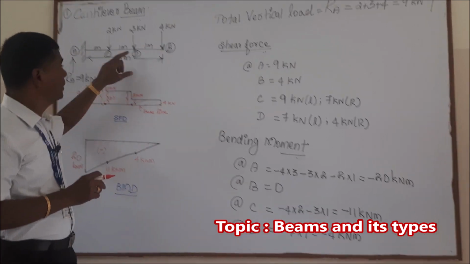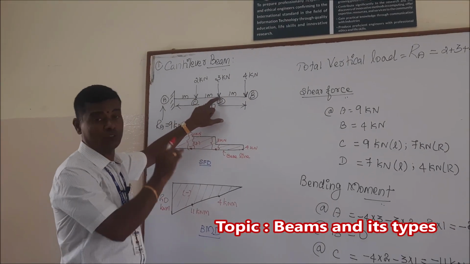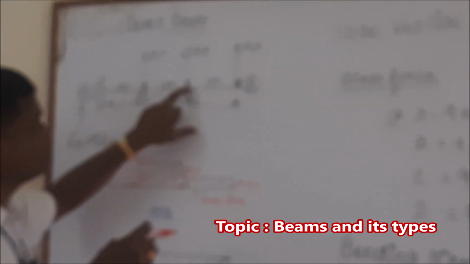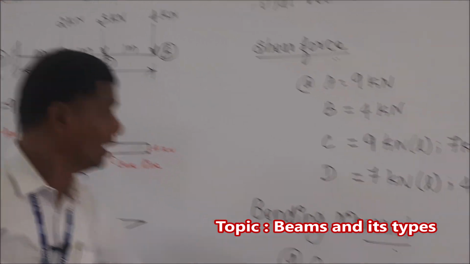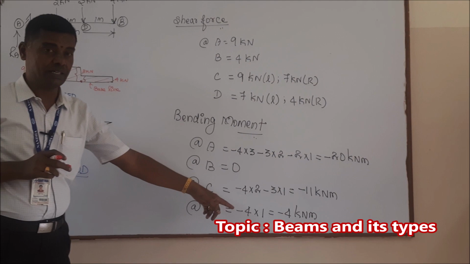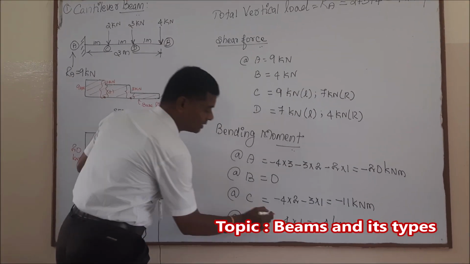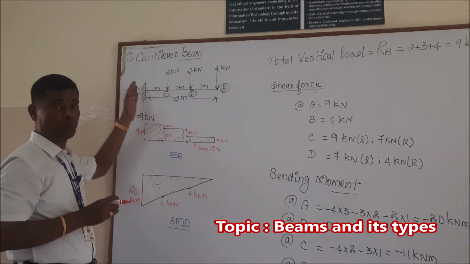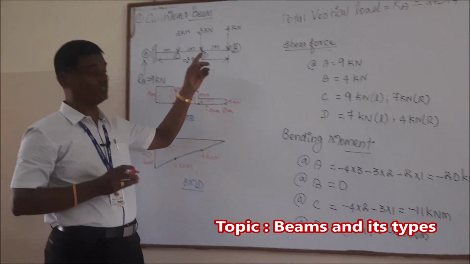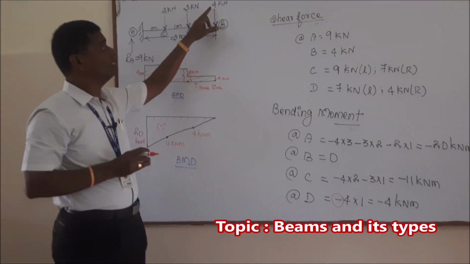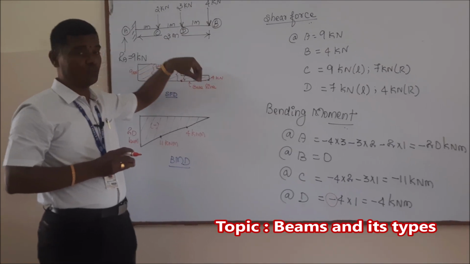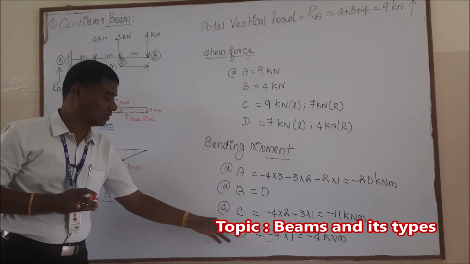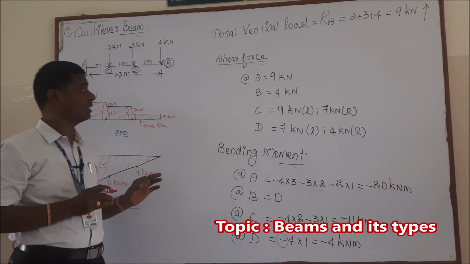Similarly for the bending moment at D, if you consider any point for the bending moment values, you consider the right side of the beam, that is 4 kilonewton, and the distance is 1 meter. Why do we put a negative sign here? Here it is a very important point. If you consider upward direction forces, then we use the positive sign, and if you consider downward forces, then we consider this as negative. Therefore this bending moment at D is -4 kilonewton meter.